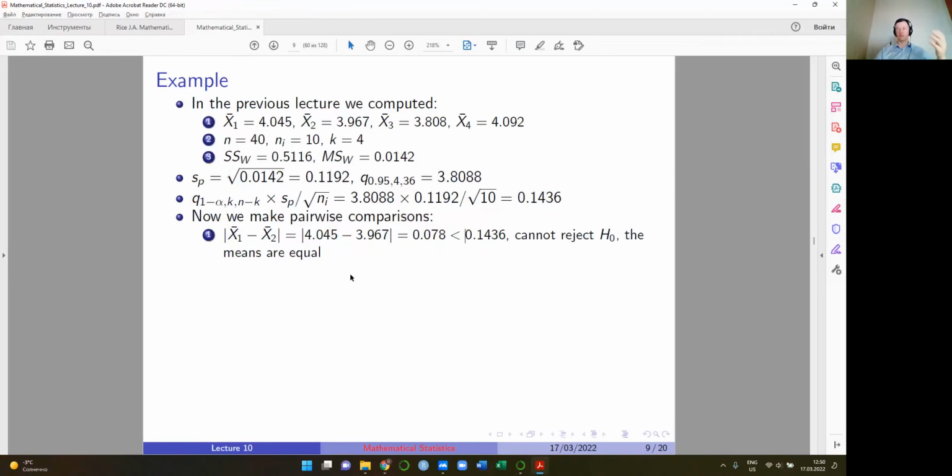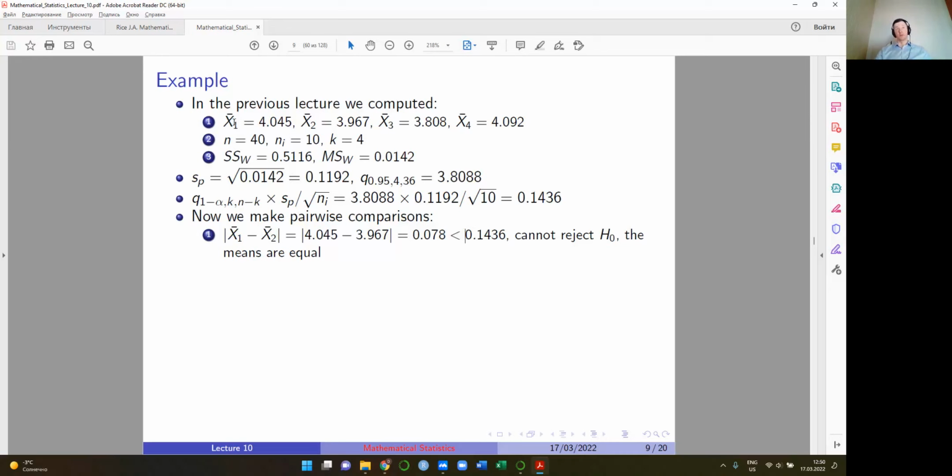This part is exactly the same as we used in any other hypothesis test. Calculate the statistic, compare this with the critical value. If this statistic falls into the rejection region, which is defined in the previous slide, then you reject the null hypothesis. Otherwise, as in our case, we cannot reject it.